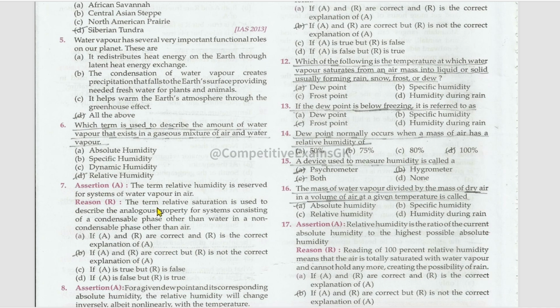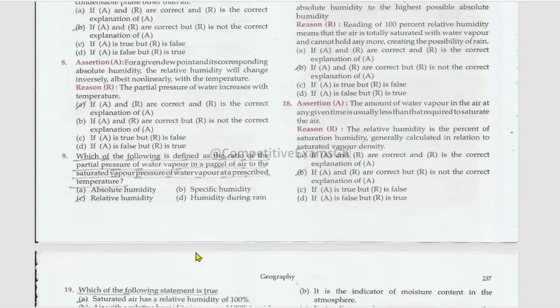The term relative saturation is used to describe the analogous property for systems consisting of a condensable phase other than water in a non-condensable phase other than air. This is also right, but the reason is not the correct explanation for the assertion.